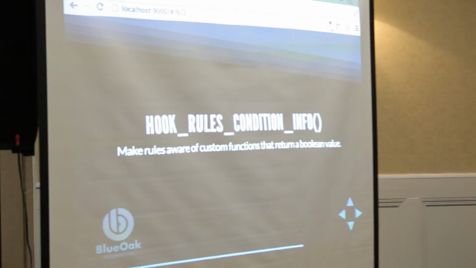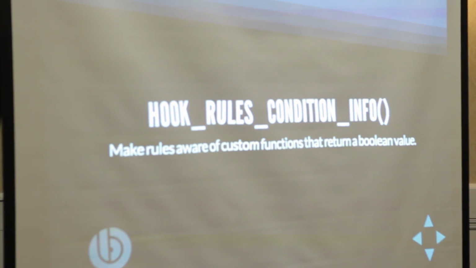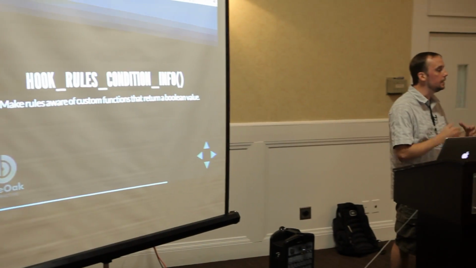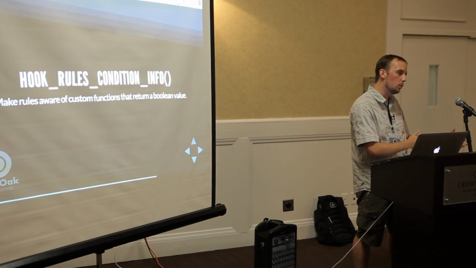This one's very important, hook_rules_condition_info. And basically you're defining a function for Rules to call whenever you add this condition to your rule. It's going to call your function and it needs to return a Boolean operator. So should we move on, should we not?